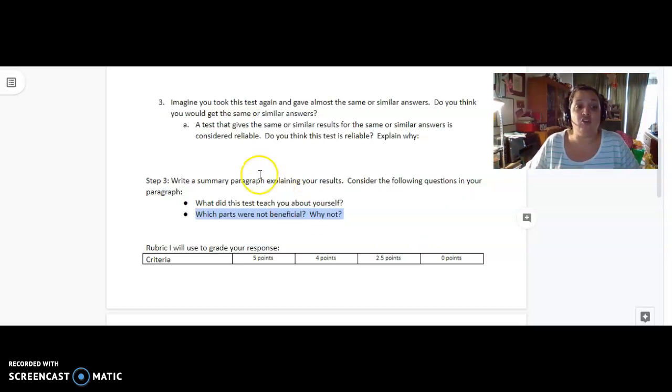I do want to point out, you are writing a paragraph. You are not making a list. So you should not answer and then answer. You should down here write a paragraph of 3 to 5 sentences explaining what the test taught you, if anything, and what part of the test you found not beneficial and why. So make sure you focus on writing for your purpose. And then you will turn this in to me and I will grade it and you will be done.